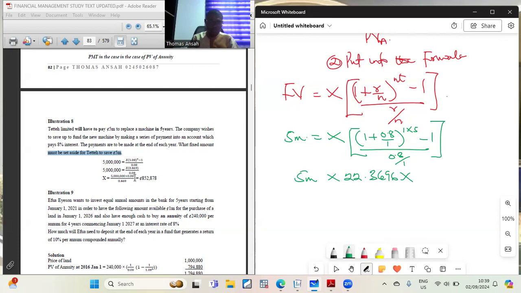It's a little different. If I take my 5 million and divide it, we have 1.08 raised to the power 5, minus 1, all over 0.08. It's 8%, meaning it's supposed to be 0.08, not 0.8. So 1.08 raised to the power 5 gives me 1.49 and so on, minus 1, all over 0.08.